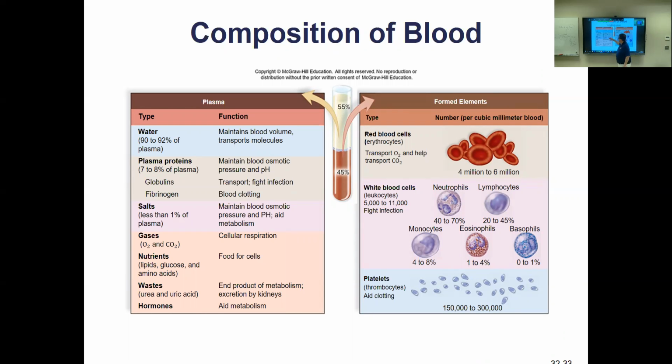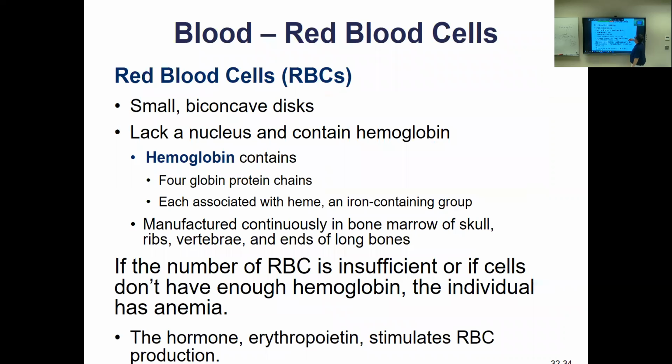Then you have salts, gases, very little gas, right? Because water doesn't like gases. And then there's food, nutrients, waste products and hormones carried in the blood, because every cell has access to blood pretty much. Pretty cool, right? So this is the way we get things to the body.